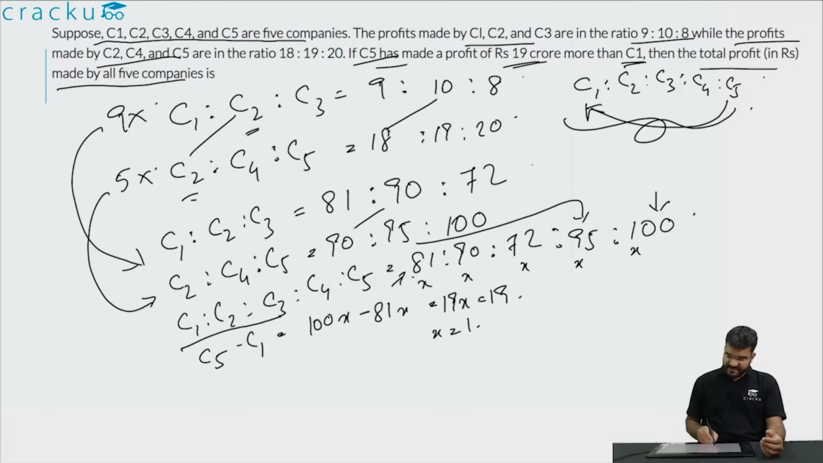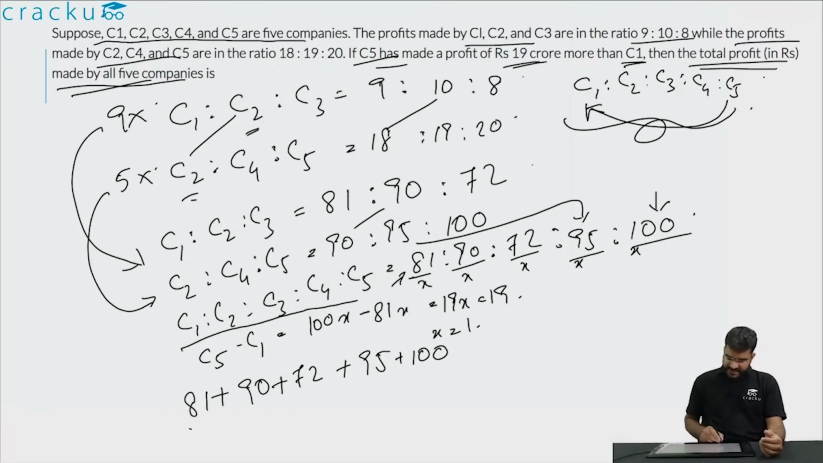So the profits made by each one of the companies is 81 crores, 90 crores, 72 crores, 95 crores and 100 crores. So the total profit made by all the 5 companies will be just summing all of these up. That is 81 plus 90 plus 72 plus 95 plus 100. 81 plus 90 is 171. 171 plus 72 is 243. 243 plus 95 is 338, plus 100 is 438.